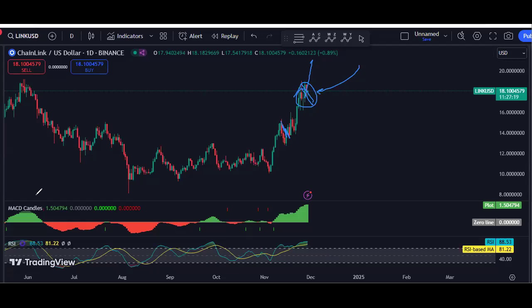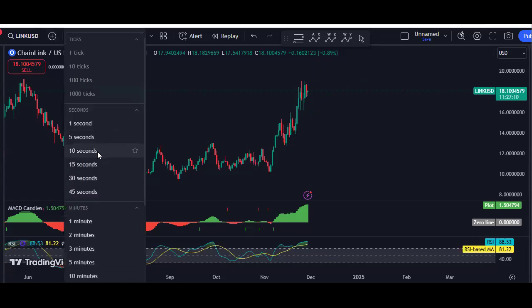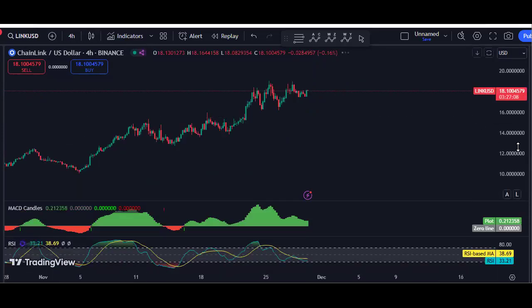Now we're looking at this correction and we want to see how it formed and how we can look for the trade setup. It doesn't mean the price cannot continue. The only thing is how we can look for the proper trade setup. Anyway, we move to the lower time frame.